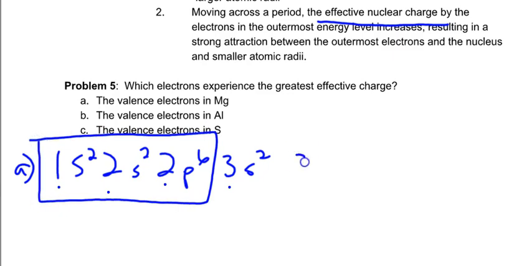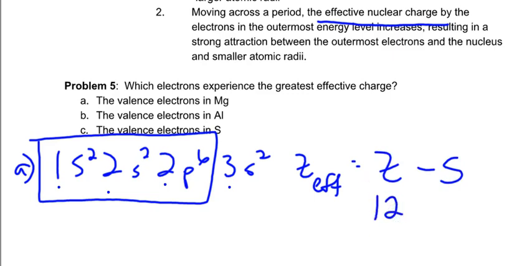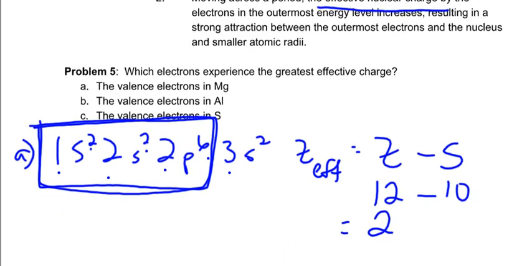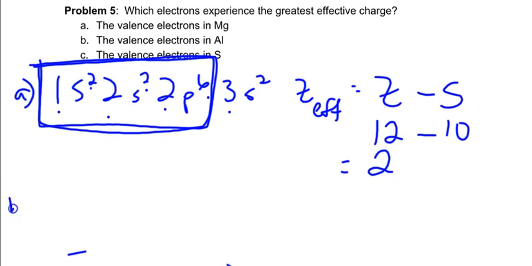Okay, so Z effective is equal to Z minus S. Well, how many protons does magnesium have? Magnesium has 12 protons. How many inner electrons does magnesium have? Well, count. How many total electrons are right here? 2 plus 2 plus 6. That's 10. So what's the effective nuclear charge for magnesium? It's 2. Okay.